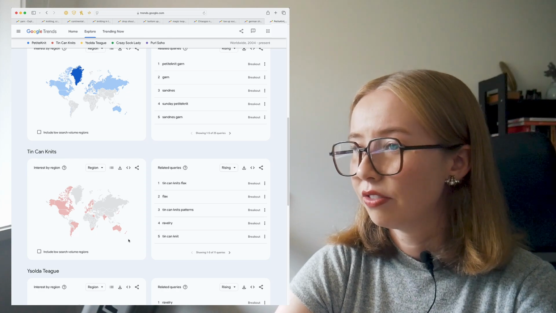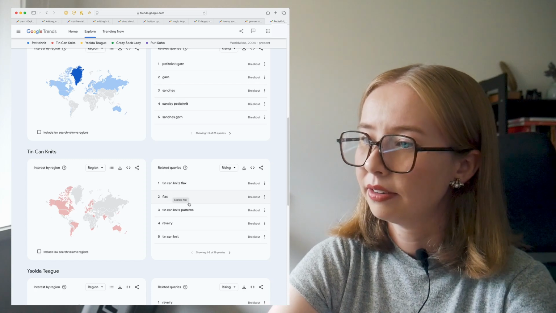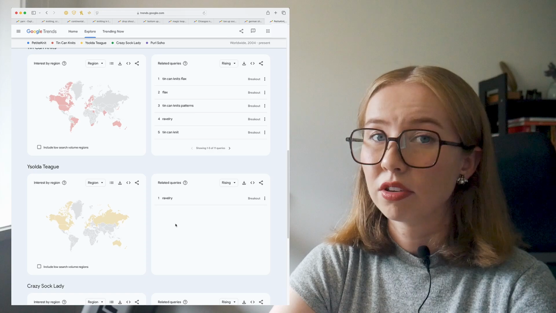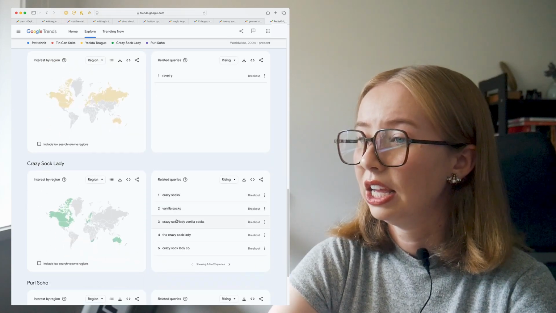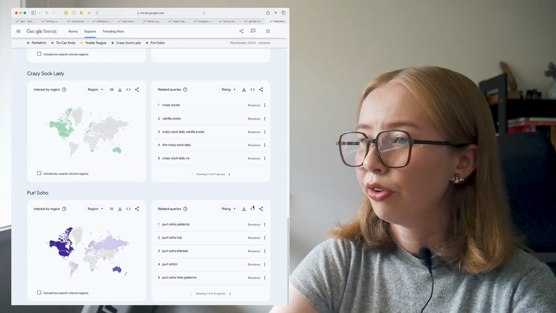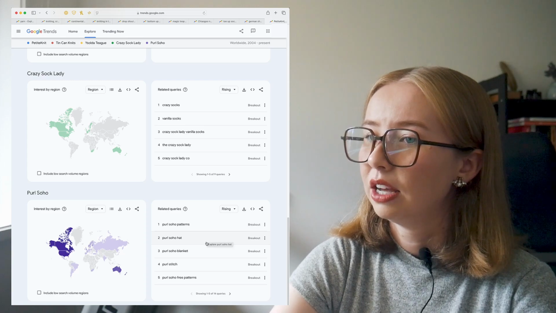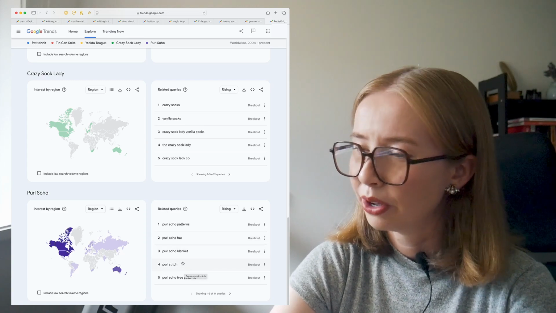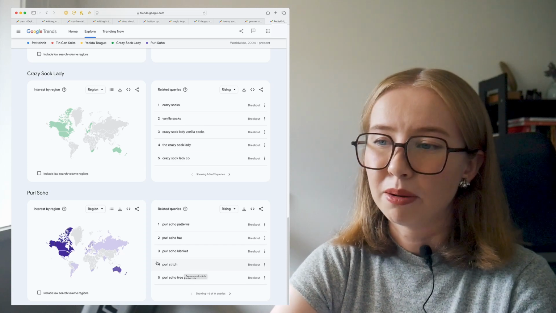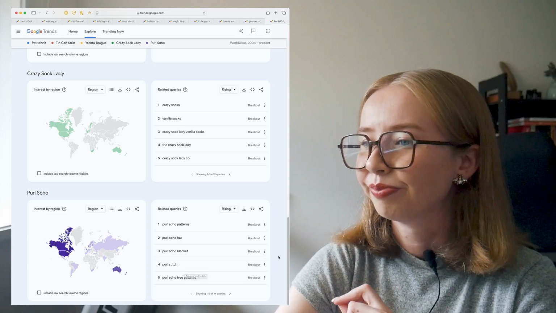Tin Can Knits gets a lot of searches for their flax sweater, which I believe is a free kind of beginner friendly sweater pattern. A lot of searches for Ravelry. Isolde is associated with Ravelry. Crazy Sock Lady is associated with her vanilla sock pattern, which I've heard a lot about. And Pearl Soho is a bit more general, so they're associated with patterns, hats, blankets. Unfortunately, they're associated with the pearl stitch, which makes me a little nervous about the quality of the data here and whether some of these searches are just related to pearl stitches and not Pearl Soho.